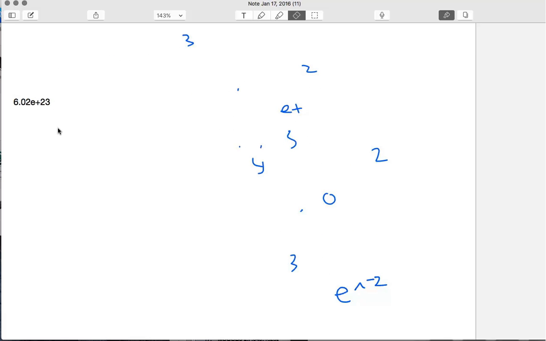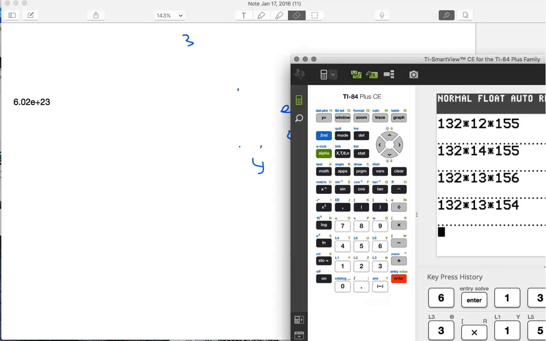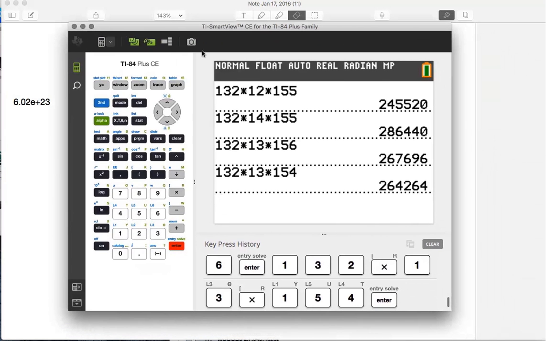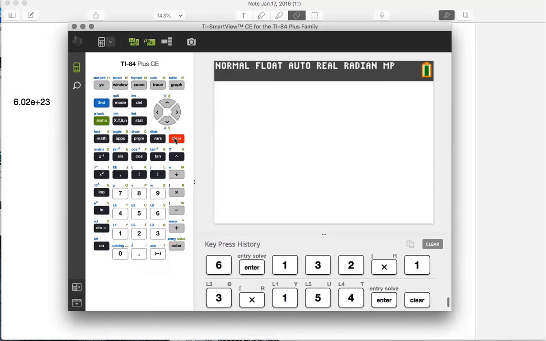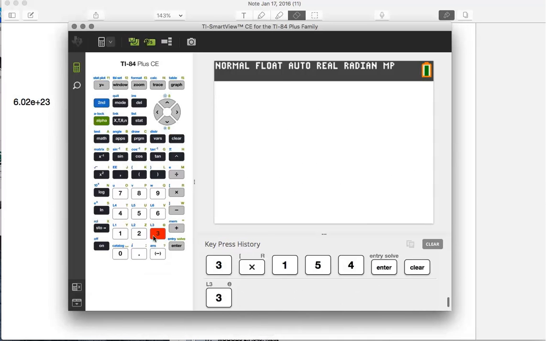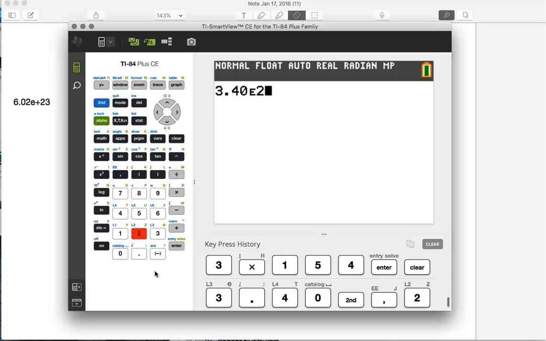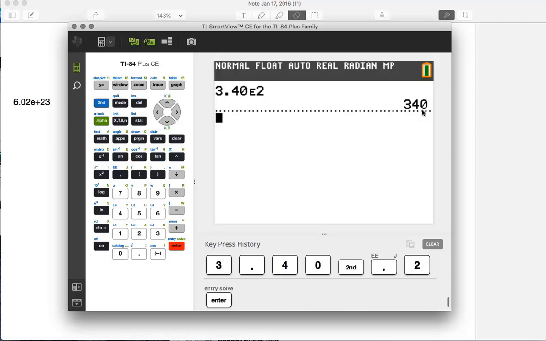So let's talk about entering these numbers in your calculator. This is stuff I see all the time in chemistry classes, all the way to the end of the quarter. Here is what you would do right. Let's say you would write 3.40 second function double E 2 to mean 340. Hit enter. Number 340 comes out. Check. You're good.